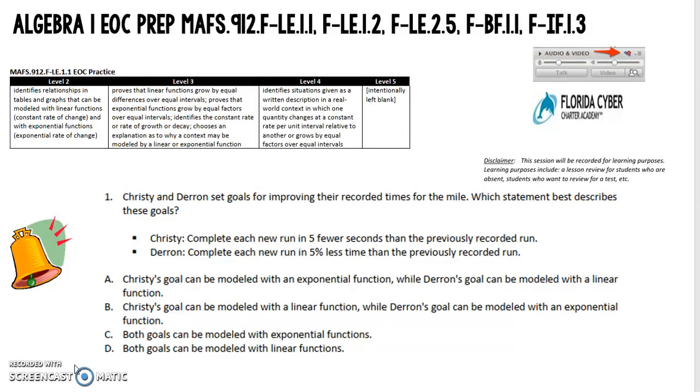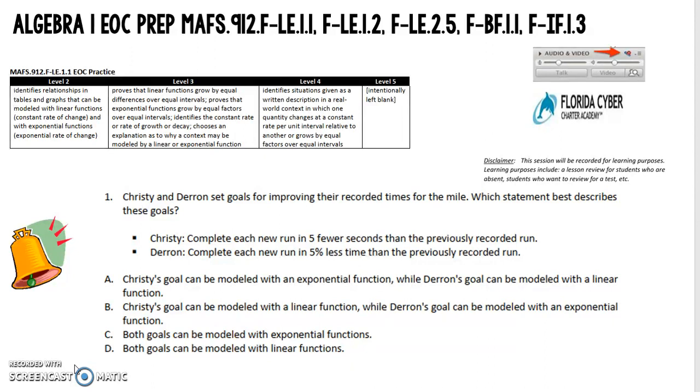So go ahead and pause the video and read about Christy and Darren and see what you think. Christy and Darren set goals for improving their recorded times for the mile. Which statement best describes these goals? Christy: complete each new run in 5 fewer seconds than the previous recorded run. Darren: complete each new run in 5% less time than the previous recorded run.